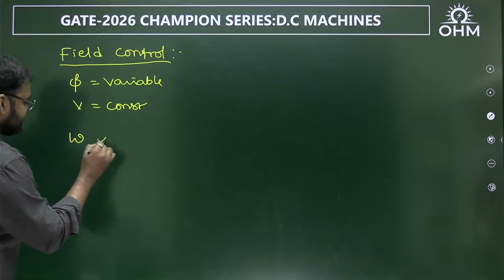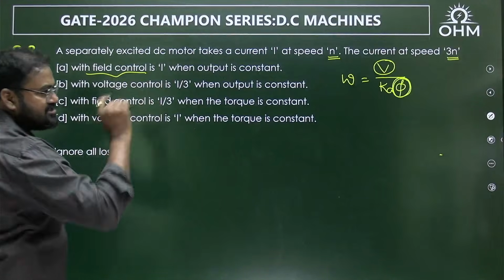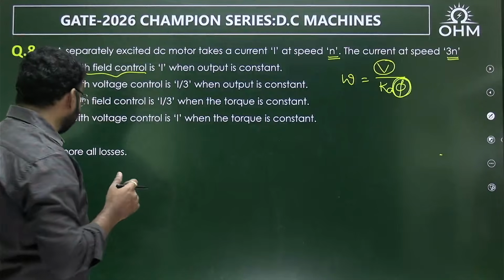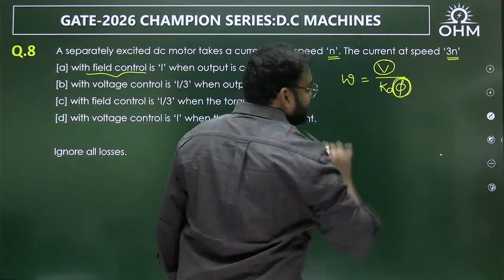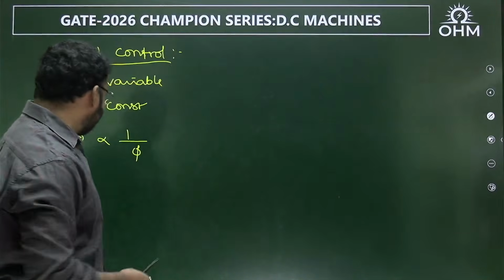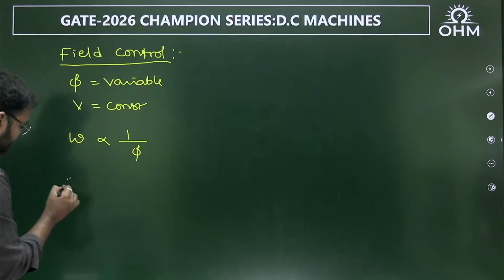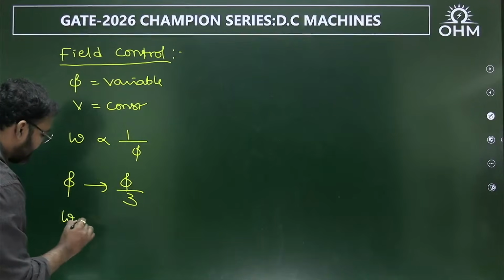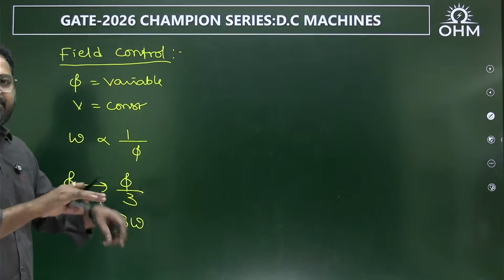Then can I say speed is inversely proportional to flux? Look at the formula for flux. Voltage is constant, Ka is constant, speed is inversely proportional to flux. And what happens to speed here? N becomes 3N. Can I say speed will be multiplied by 3 times only when flux is divided by 3 times? Therefore, phi becomes phi by 3, then omega becomes 3 omega. Correct or not? So flux indirectly becomes phi by 3.